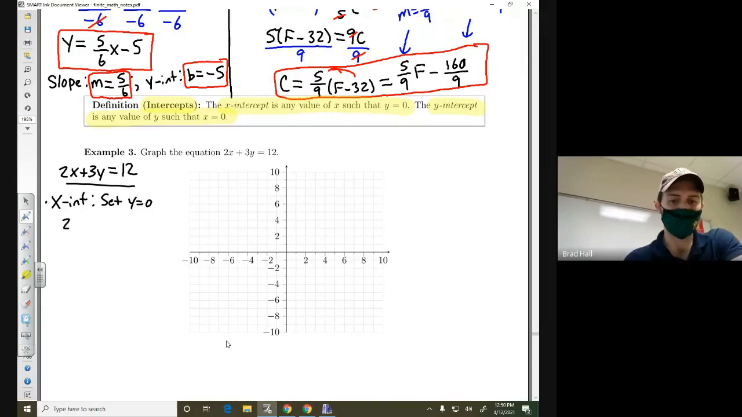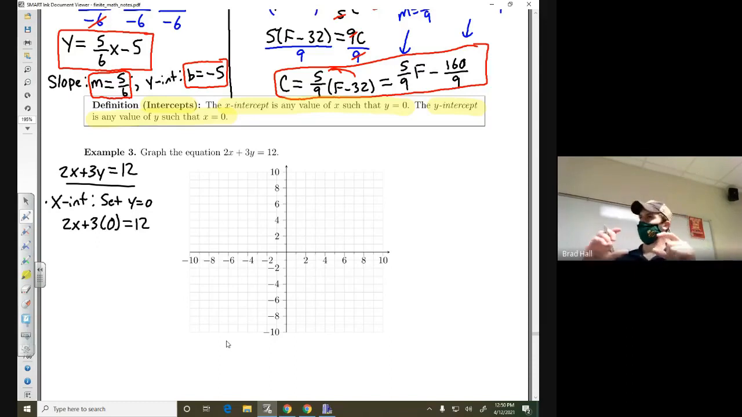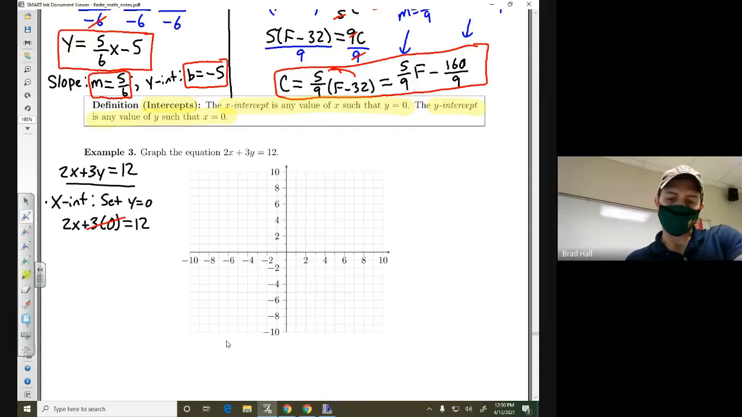So then we have 2x plus 3 times 0 is equal to 12. Notice I just rewrote the same equation, and I switched out y with 0. Now normally when I substitute, I have a habit of using parentheses. It's a good habit. Whenever you substitute any number or value in, definitely want to use parentheses. It scales very well for later problems. But anything times 0 is, of course, just 0. So it simplifies very nicely. Then x is 6. Just divide both sides by 2.